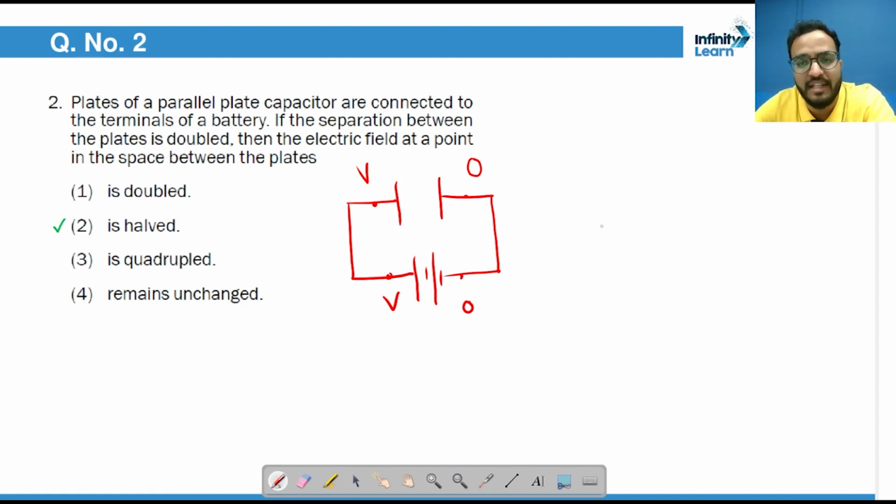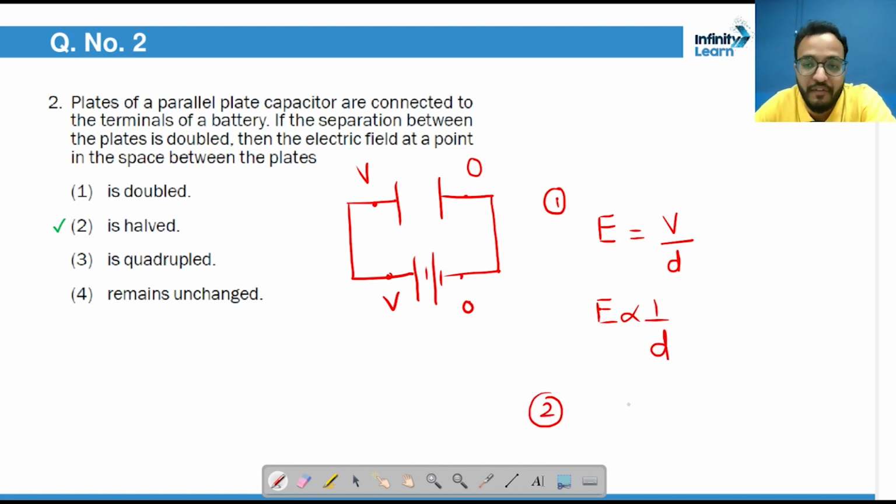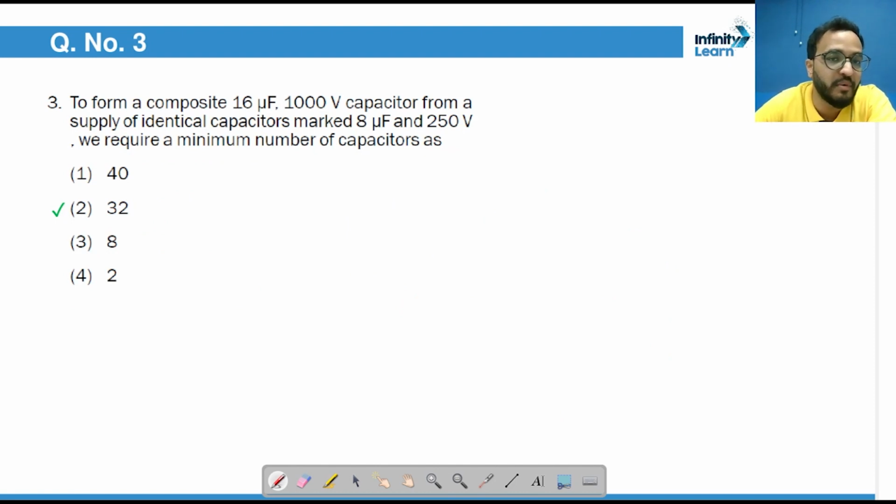Correct? Now what is electric field? Electric field is potential difference upon the distance between the plates, right? Now what they are saying is, if the distance or separation is doubled, but the potential difference is not going to change, so we can say that electric field is inversely proportional to d. So if you double the distance, electric field will definitely become half. Okay, so which option is correct, my dear students? The second option is correct. So we'll move on to the third question now.